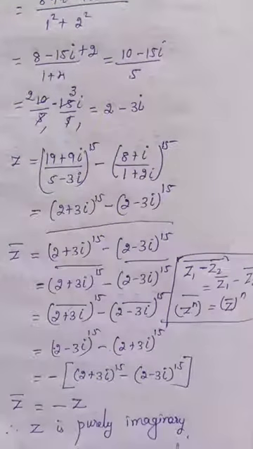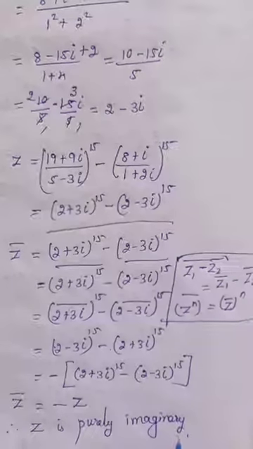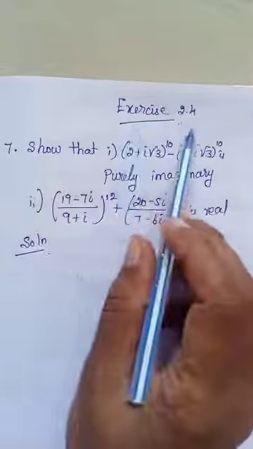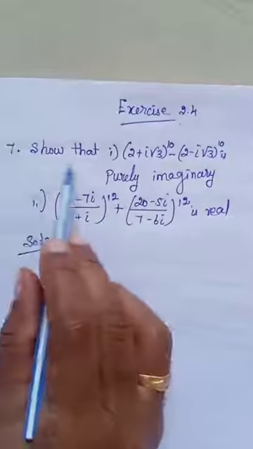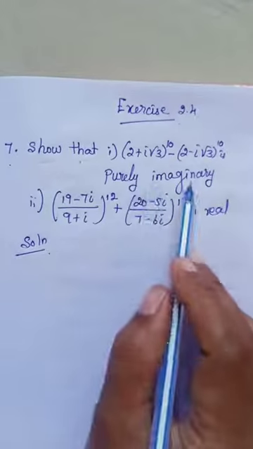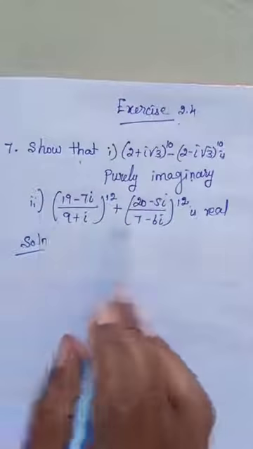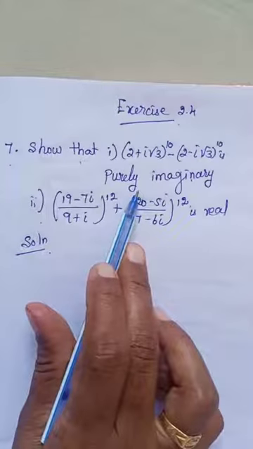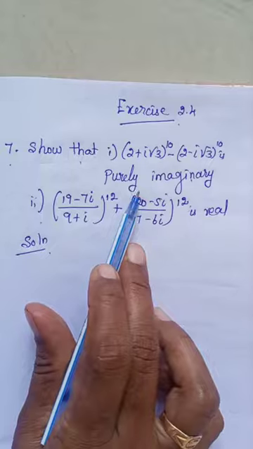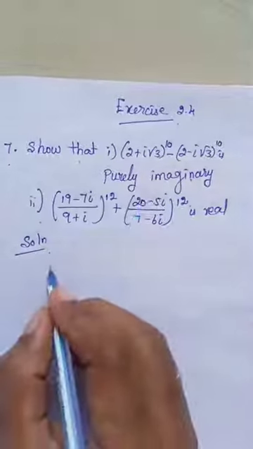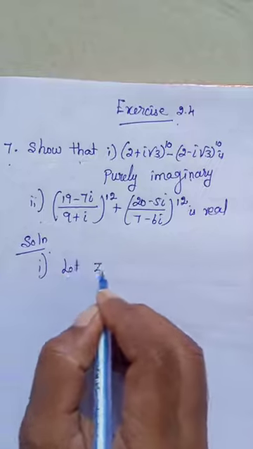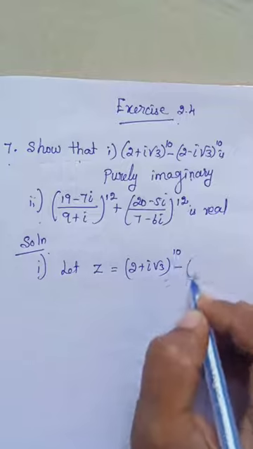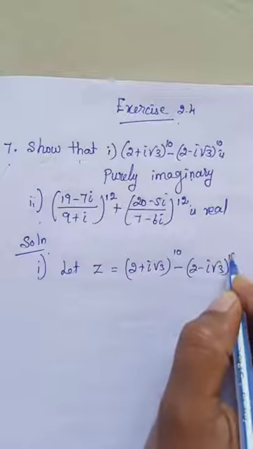Shall we do it in a similar way? One more problem is there in the exercise. First we will do that. Exercise 2.4, seventh problem. In the first subdivision we should prove that it is purely imaginary, and in the second subdivision we have to prove that it is real. What is the condition for purely imaginary? Z bar is equal to minus Z. So the given question we can take as Z. Let Z be equal to (2 + i√3)^10 minus (2 - i√3)^10.